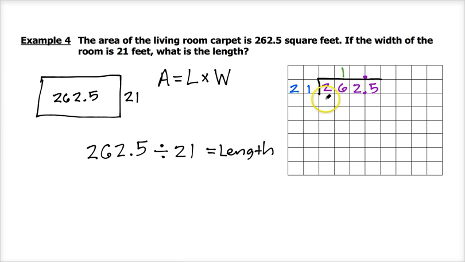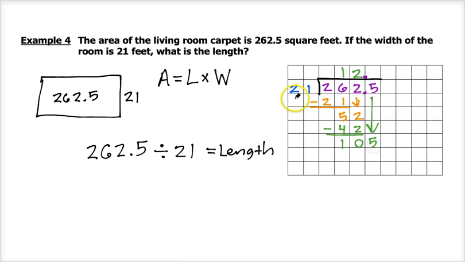1 times 21 is 21. And when I subtract here, 26 minus 21 is 5. I can bring down my 2 now, and I can try taking 21 into 52. 21 will go into 52 two whole times. 2 times 21 is 42. And when I subtract here, I get 10.